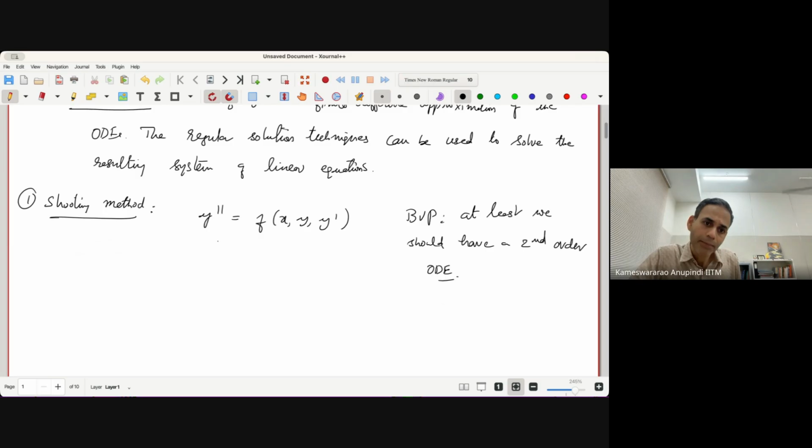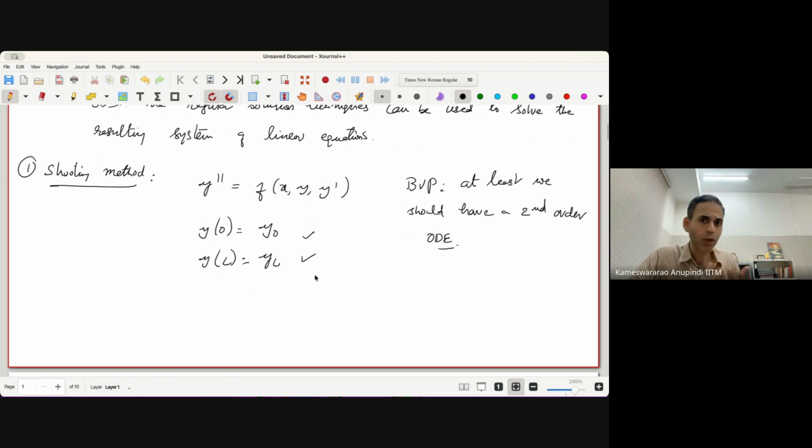Okay, let us say we are also given y at 0 as y sub 0, and y at x equals L as y sub L. These two are given, which makes it qualify as a boundary value problem. Now let me use some variable transformation. I'm going to call u equals y, and v equals y prime. I'm going to denote y using a variable u and y prime using variable v.